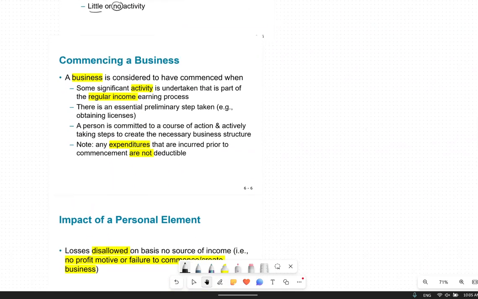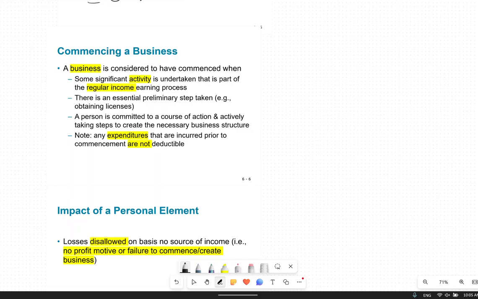Now when we think of commencing, it is when we are starting a business. A business is considered to have commenced when some significant activity is undertaken. So you started the business. Then there is an essential preliminary step taken. You might have to take a license to start a business. So that is an essential preliminary step. This is our first step, to get a license.